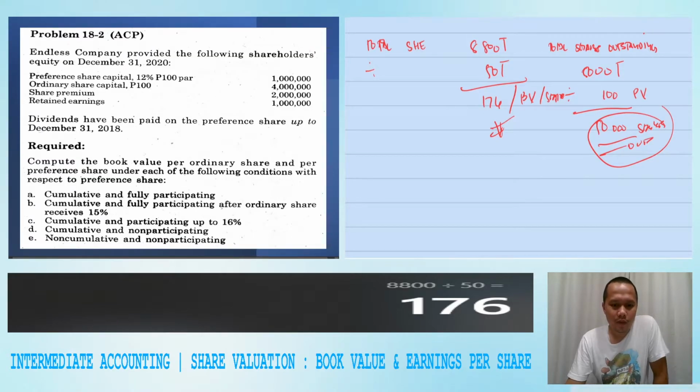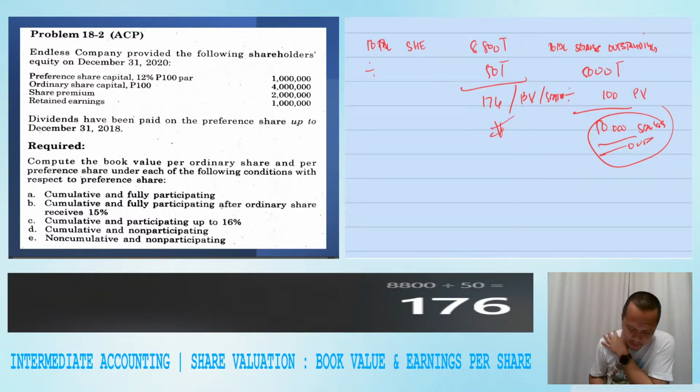Next example tayo. This is preference as to dividends na. Or medyo nagiging komplikado siya because there are two class of stocks. So, isa-isahin natin ito. Okay?